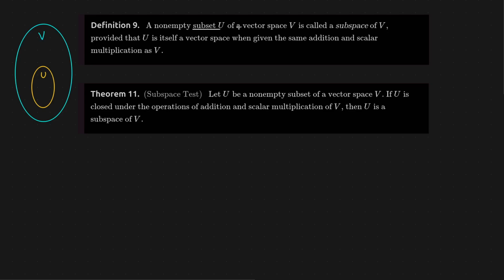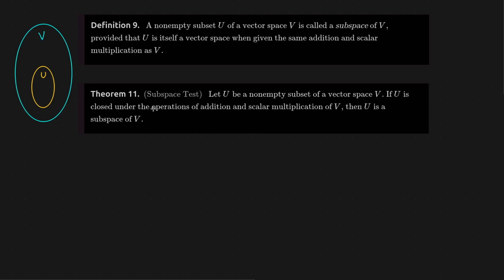We say this subset is a subspace of V. U is a subspace of V, provided that U is itself a vector space, given the same addition and scalar multiplication operations that the larger vector space V has. So it's just another vector space. It has all those lovely properties of vector spaces, that long list of properties that we've already explored. But because U is going to be a subspace, we don't actually have to check all of them.